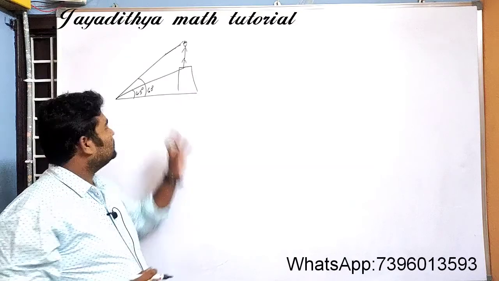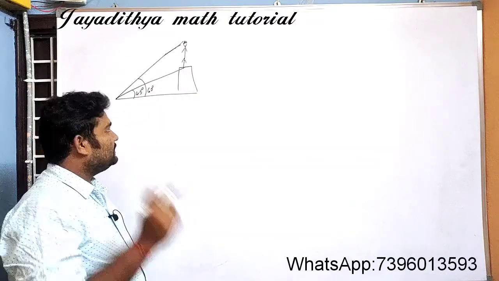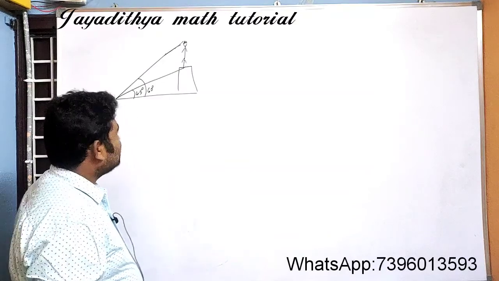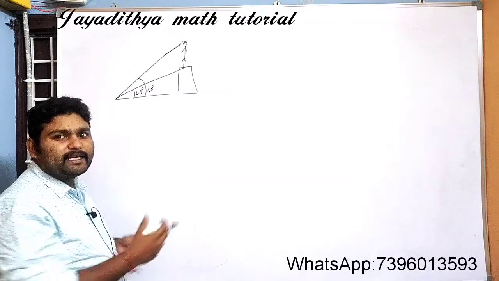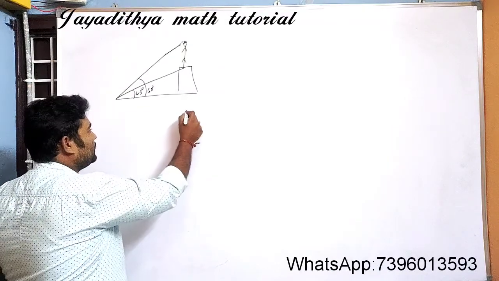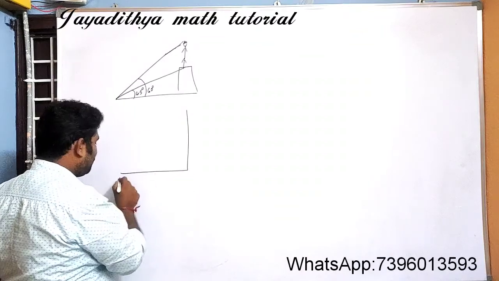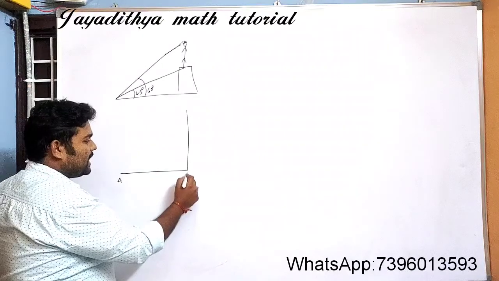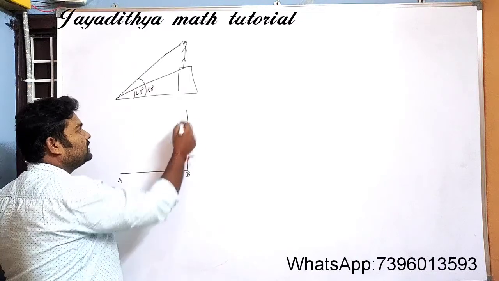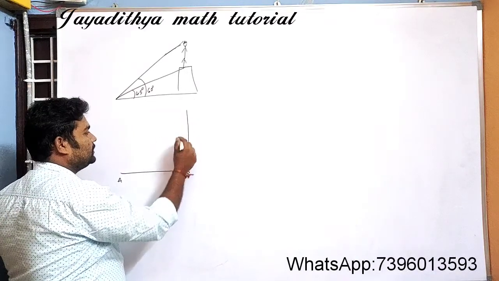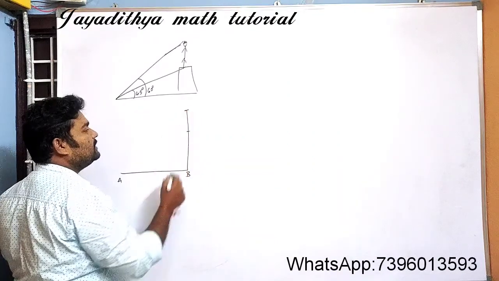You need not draw a figure in this manner. You can simply draw it with lines. Now let us draw again just by using lines, and we'll be taking some points here. This is the point of observation, and this is the base of the pedestal, and this is the top of the pedestal, and this is the top of the statue.